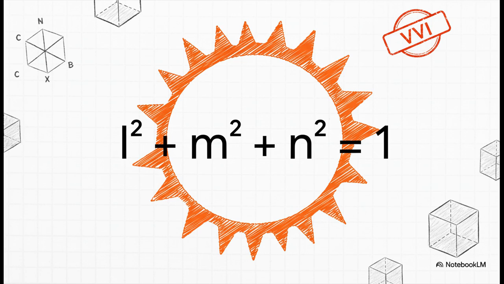Okay, now listen very carefully. This next one is your first very important formula for this chapter. Seriously, write it down, take a screenshot, maybe even make it your phone wallpaper. But you have to remember this. L squared plus M squared plus N squared is always equal to 1. This little formula is an absolute lifesaver, trust me.